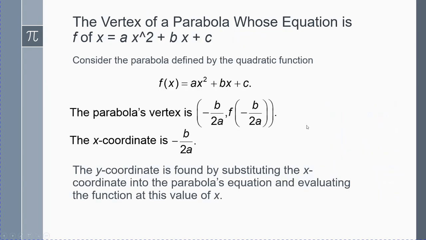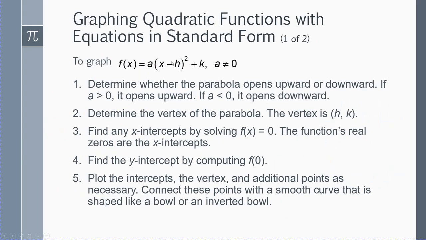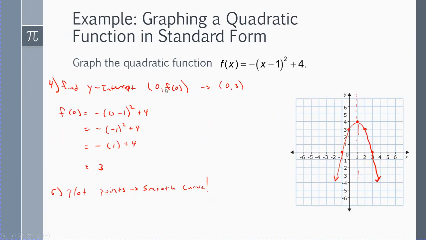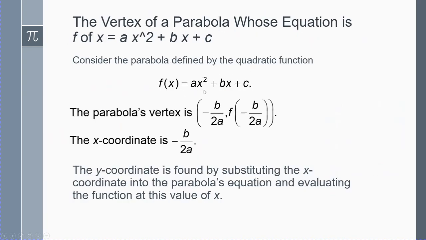Okay. Now here's the thing. Not all parabolas are like this. What I mean is not everything is in this standard form here. So what if it looks like just a normal quadratic function like this, ax squared plus bx plus c? So let's consider the parabola defined by the quadratic function f of x is equal to ax squared plus bx plus c. It turns out that there's a very simple formula for finding the vertex, the turning point.